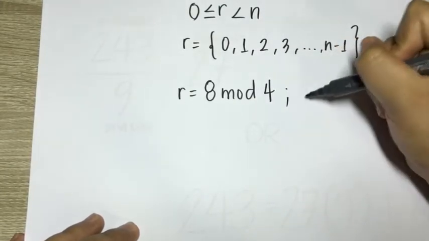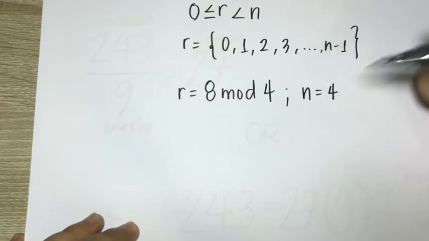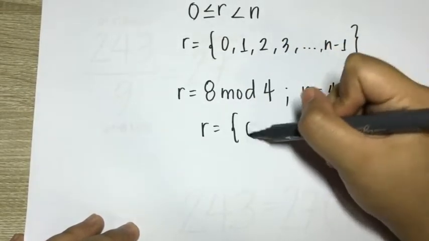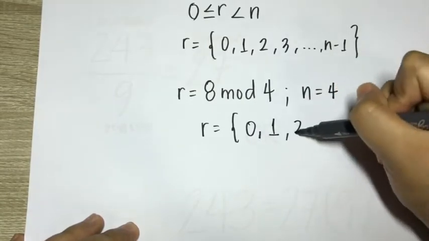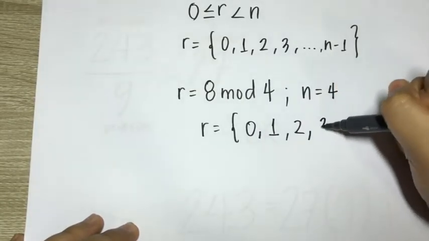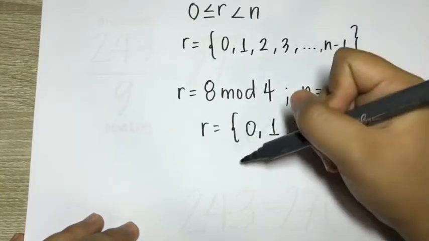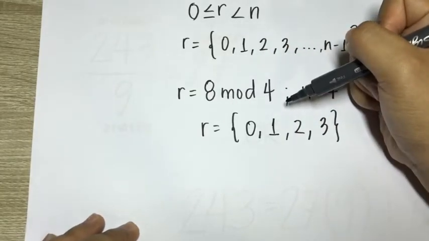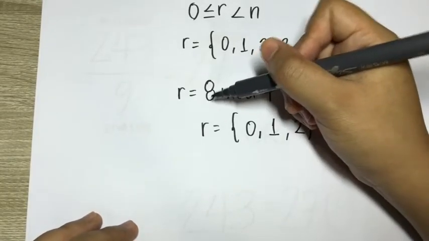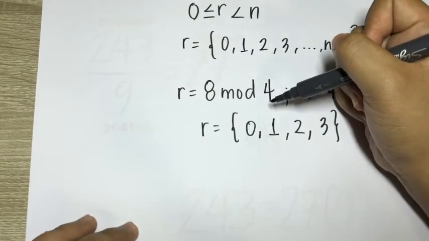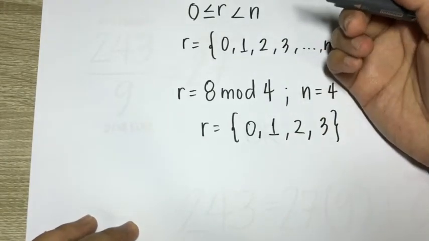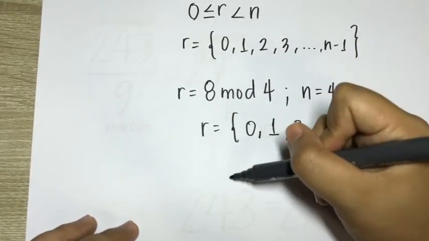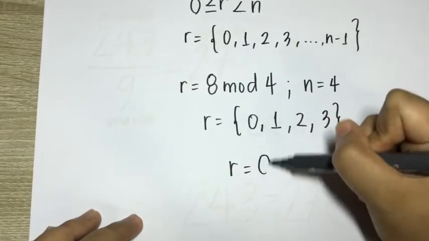So again, if we apply this idea wherein the remainder is always greater than or equal to 0 but less than n, then we can narrow down the possible values of our remainder in this given example. We know that our divisor is equivalent to 4. So our remainder is only limited to the values of 0, 1, 2, up to n minus 1, so up to 3. These are the only possible values that we can work on if we try to answer 8 modulo 4. If I divide 8 by 4, we all know that it will become 2, and there will be no remainder to be generated. So in this given example, the remainder that you will obtain is 0.